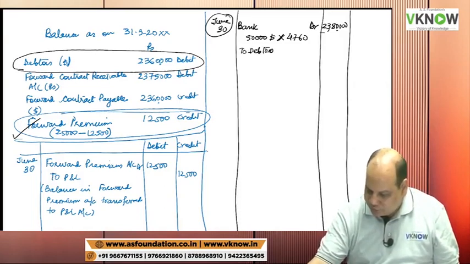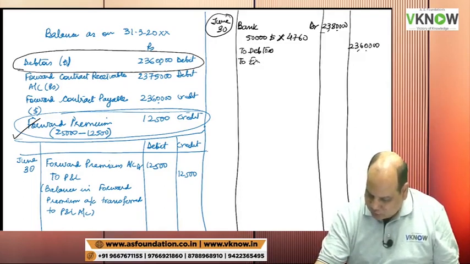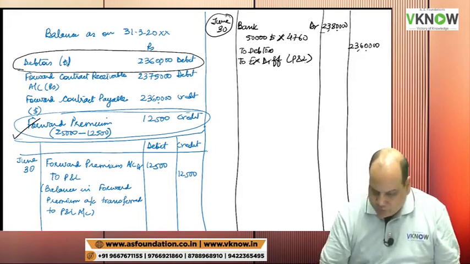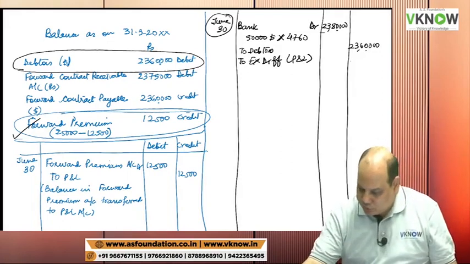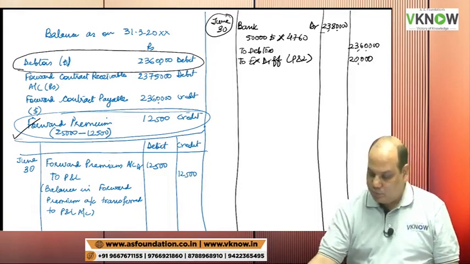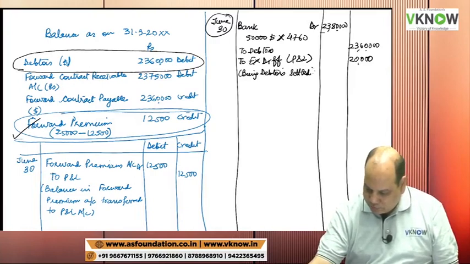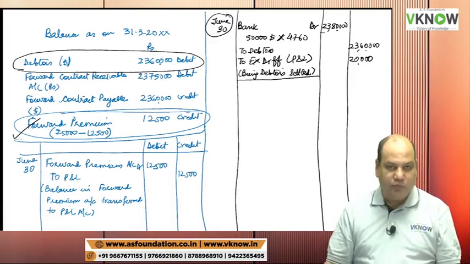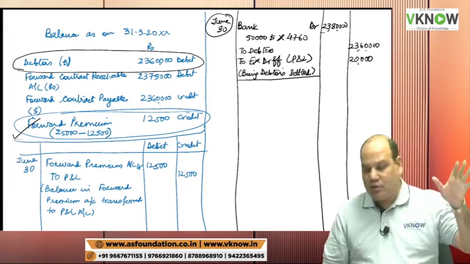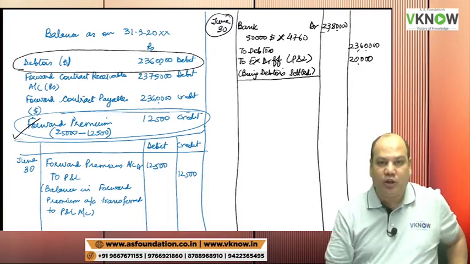So to debtors 23 lakh 60,000 and to exchange difference. This exchange difference will go to P&L account. That comes to 20,000. To exchange difference 20,000. Being debtors settled. So we have done settlement with debtor. He paid me the amount. I converted into rupees. But then I have to pay $50,000 to the dealer now.